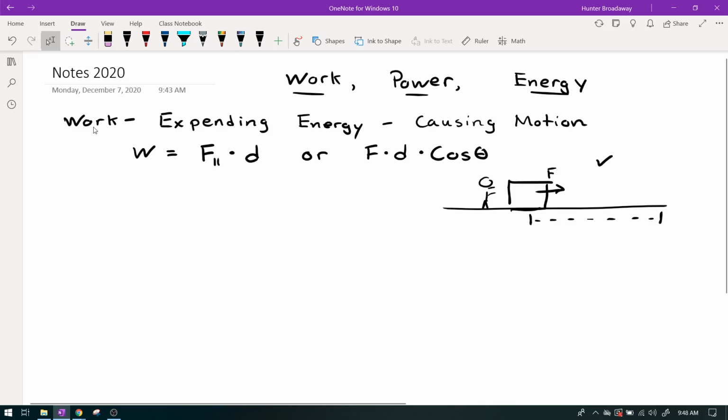Easily enough, if the distance is 20 meters and you've got a force of 5 newtons, then the work done is 5 times 20. So the work done equals 5 newtons times 20 meters, which equals 100 newton meters. Capital N, little m.